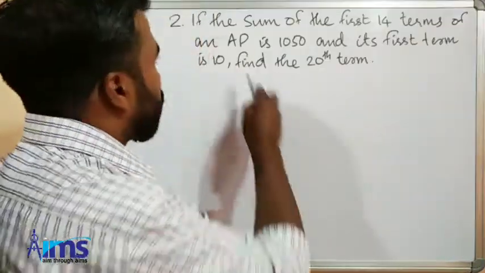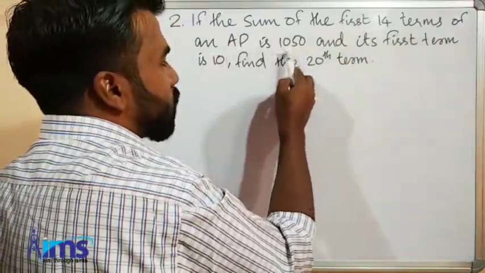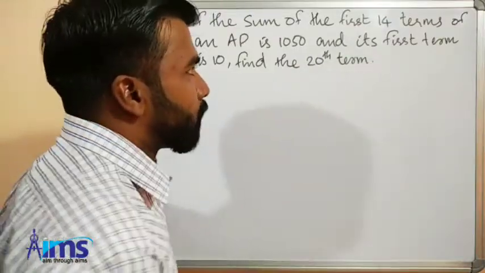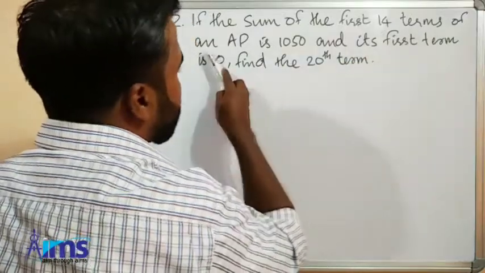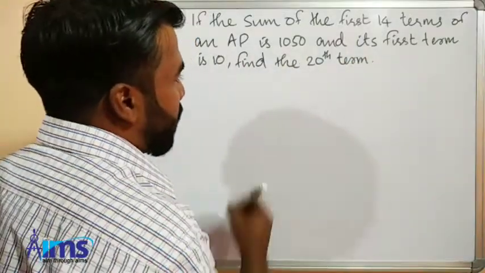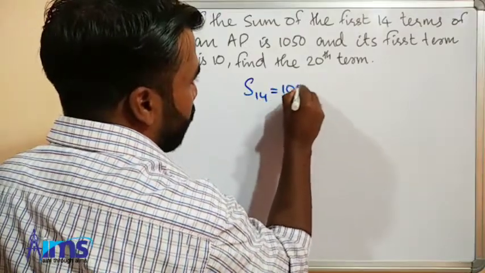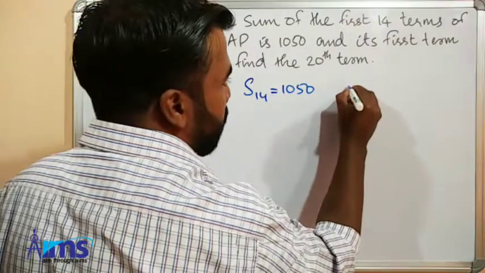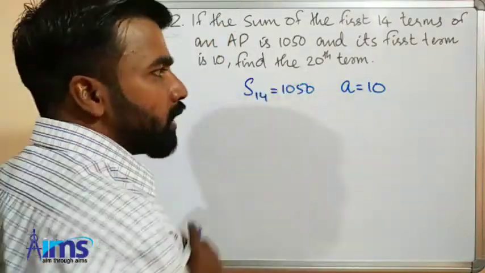Second question. If the sum of the first 14 terms of an AP is 1050 and its first term is 10, find the 20th term. From the question, it is given that the sum of the first 14 terms of an AP is 1050. That means S14 is equal to 1050. And its first term is 10 means a is equal to 10. We have to find the 20th term.